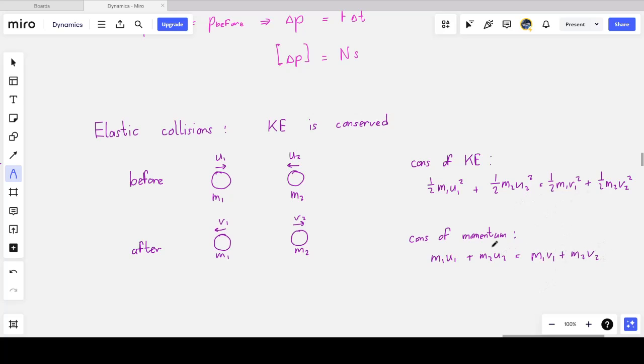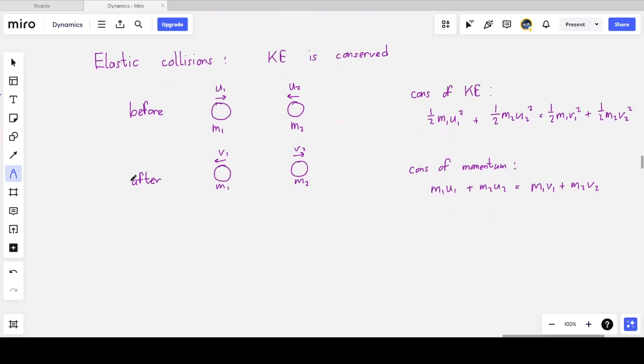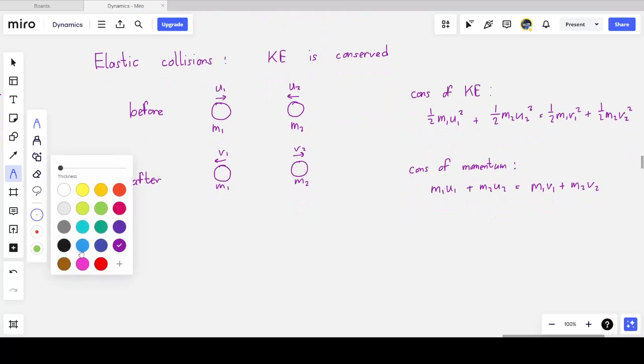So now I've got a system of two equations that I can immediately use to solve maybe for two masses or two of the velocities or whatever it may be. Two equations, and if I have two unknowns, then I can happily solve. So that's what an elastic collision is. Kinetic energy is conserved in an elastic collision.